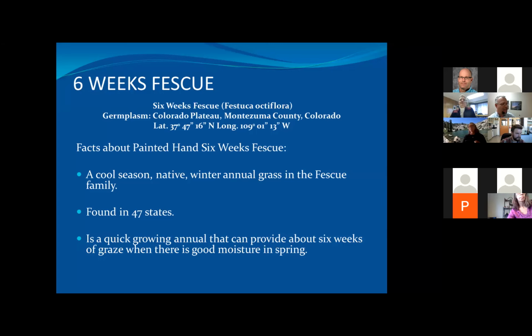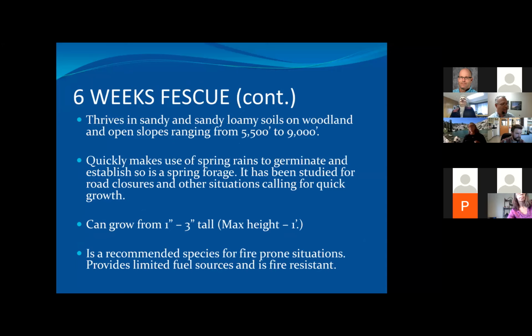So it is a cool season native in the fescue family. It's found in 47 states. I don't think Kauai has much of it either. It is a quick growing annual that can provide about 6 weeks of graze when there's good spring moisture. It does well in sandy loam soils on woodland and open slopes in quite an altitude range. It quickly makes use of spring rains to germinate and continue its growth. It's been studied for road closures. That was one of the reasons we got started in this.